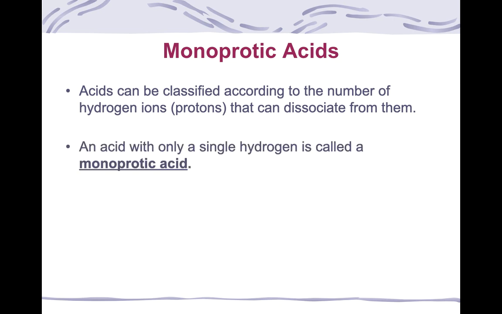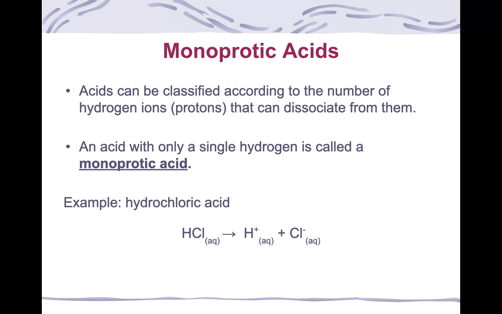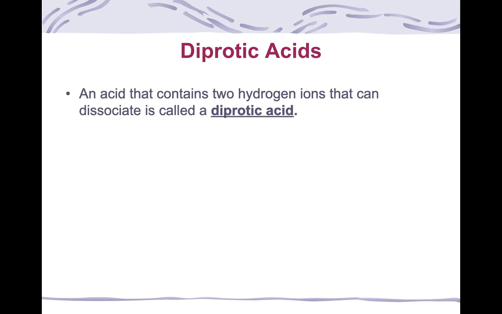So the monoprotic acids are acids with only a single hydrogen. An example of that is hydrochloric acid. When it dissociates in water, it produces one hydrogen ion or one proton, so it is monoprotic. An acid that contains two hydrogen ions that can dissociate is called a diprotic acid. So di meaning two, diprotic, two protons. So an example is sulfuric acid, right?